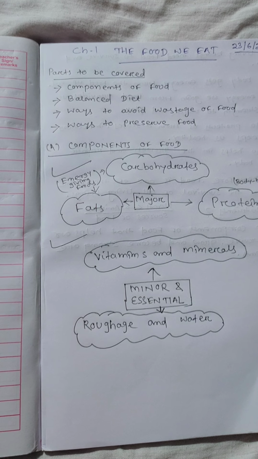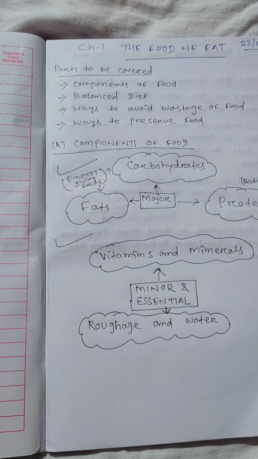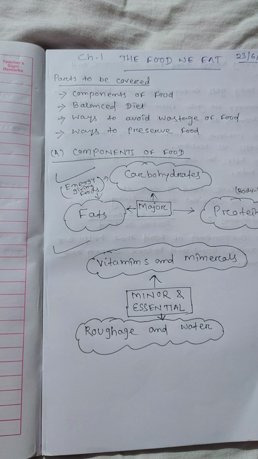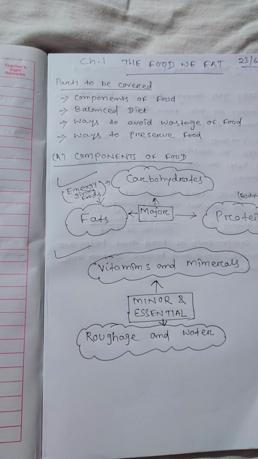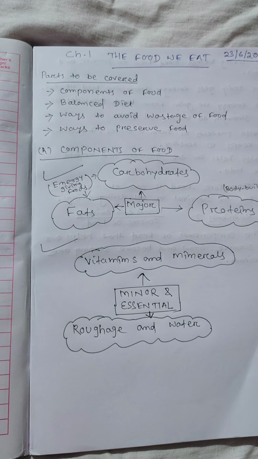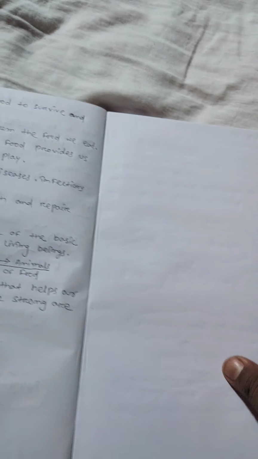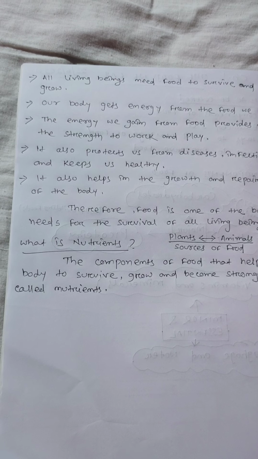Some parts to be covered. In this chapter, we have 4 main parts: components of food, balanced diet, ways to avoid wastage of food, and ways to preserve food. So basically the introduction part is, what is food?